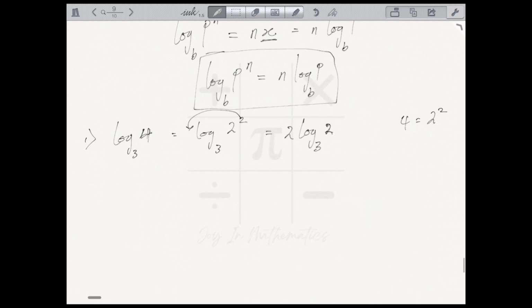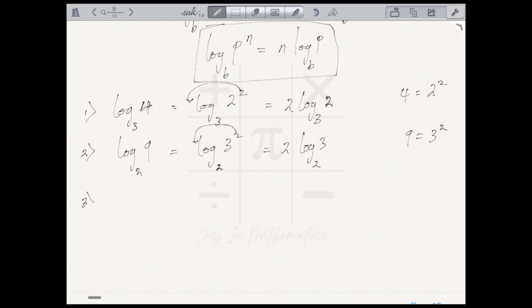All right, let's take more examples to establish the understanding. Let's say log of 9 to base 2. Now 9 is equal to 3 raised to the power of 2, so this gives us log of 3 raised to the power of 2 to base 2. Now the 2 becomes a scalar multiplier, and this becomes 2 log 3 to base 2.